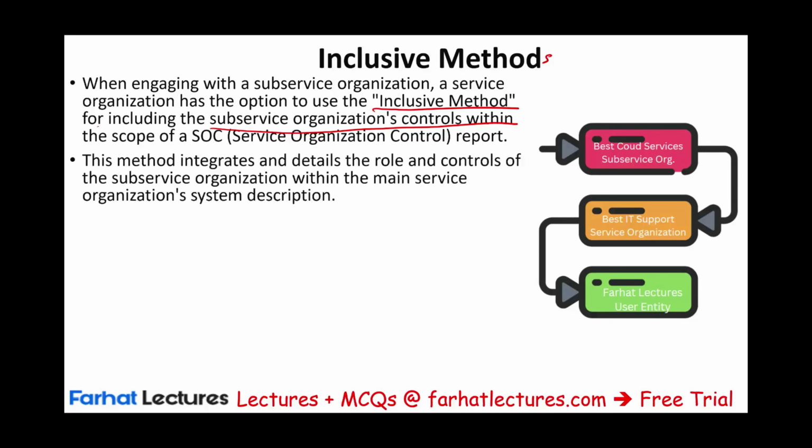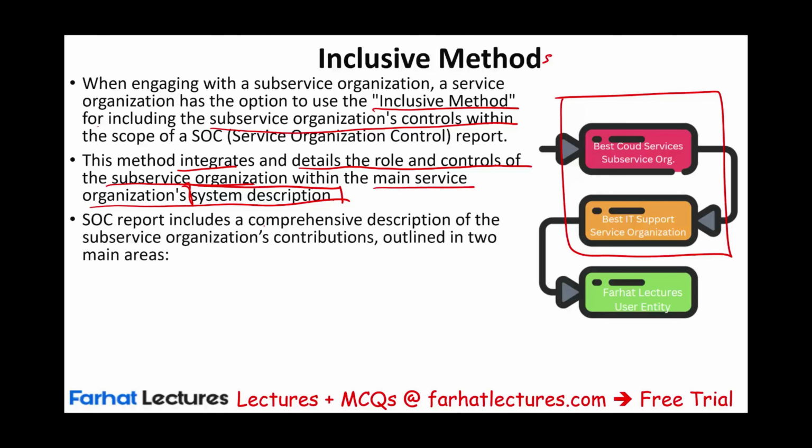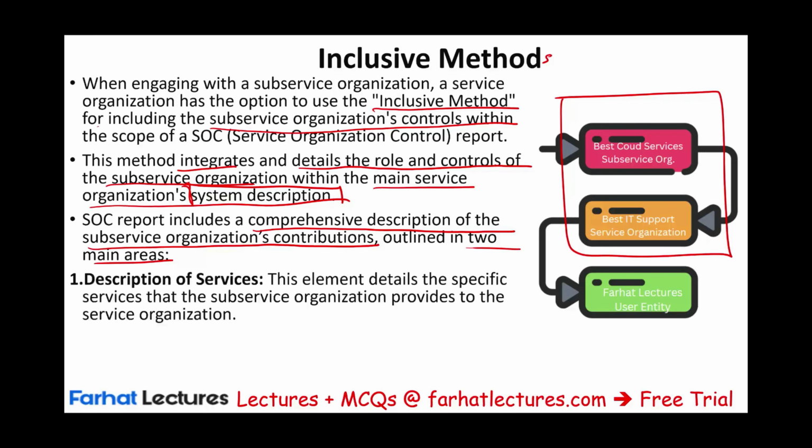This method integrates and details the role and controls of the subservice organization within the main service organization system description. You notice here, we're going to have their information, detail of roles and control in the system description. Simply put, we're going to consider them together. So the SOC report would include a comprehensive description of the subservice organization contribution outlined in two main areas. Description of services. This element details the specific services that the subservice organization provides to the service organization.